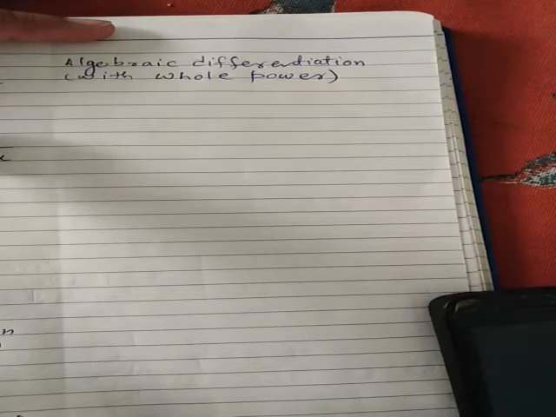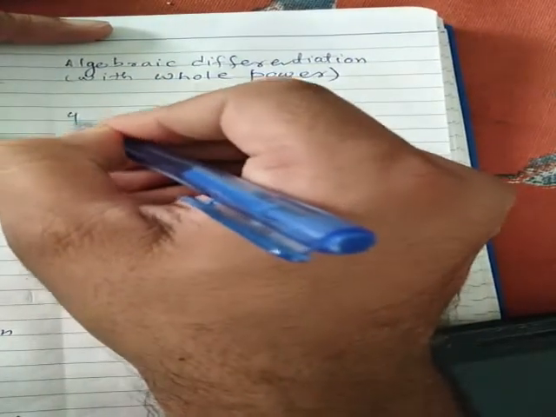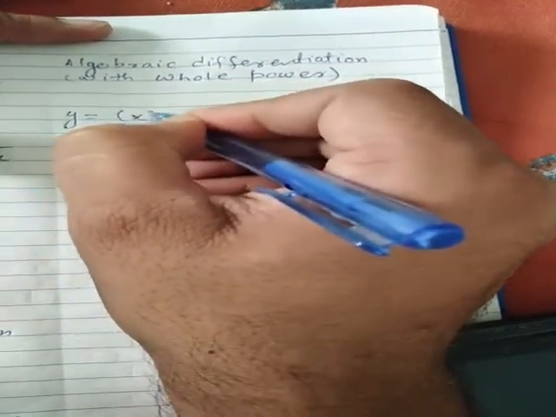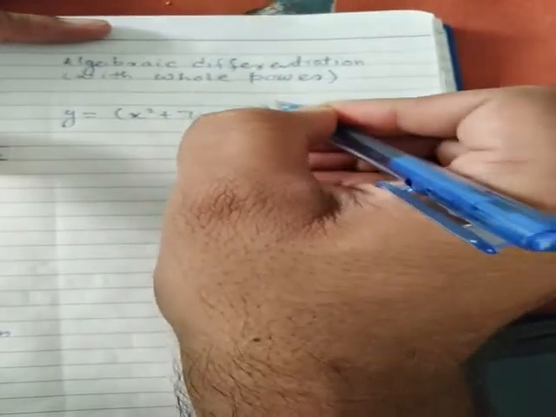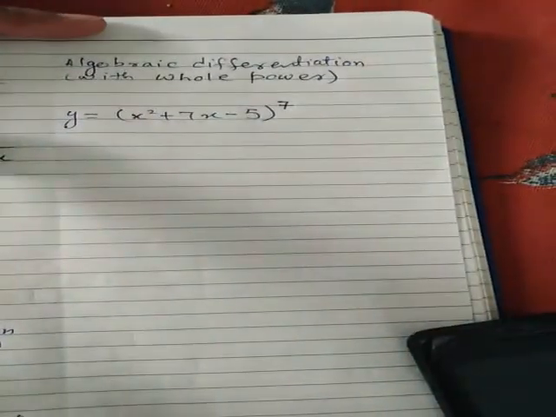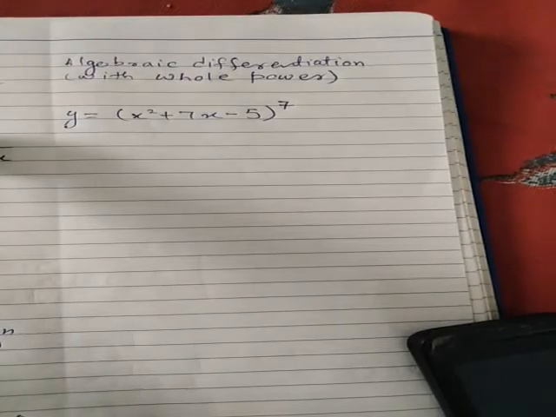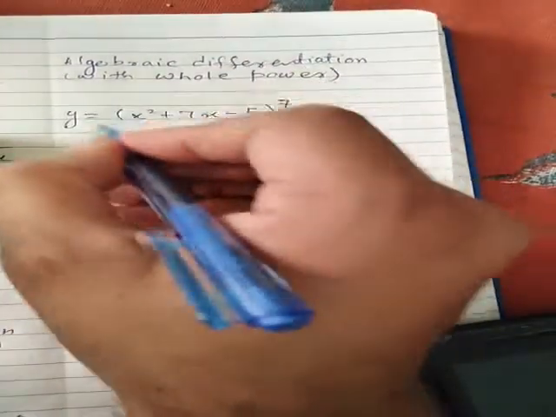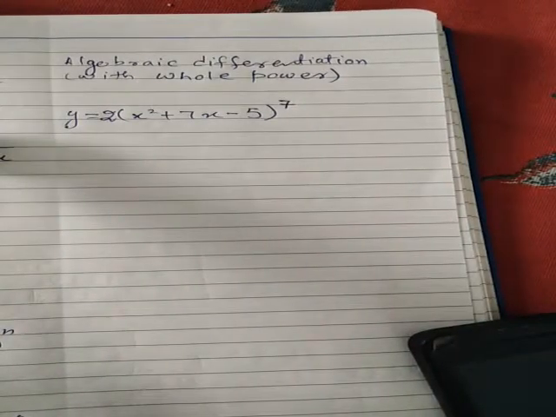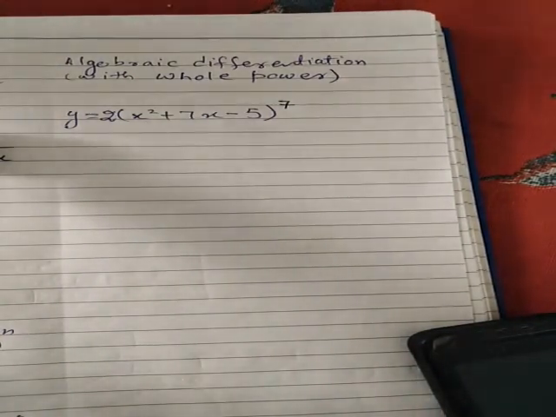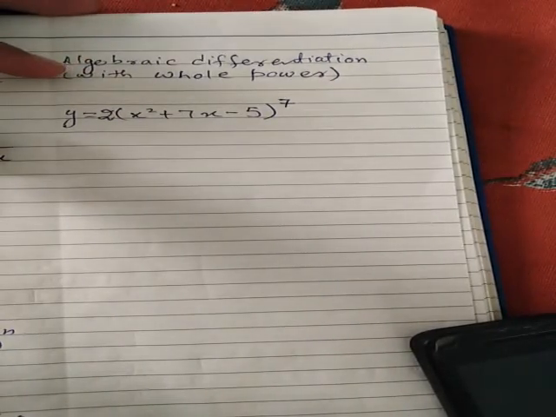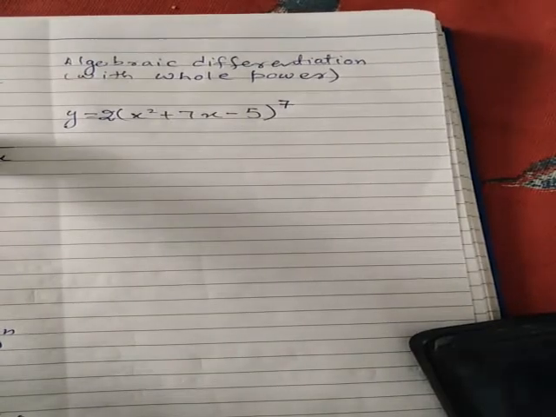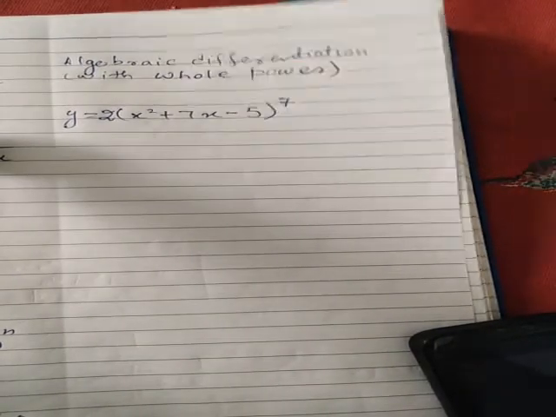For instance, if I am having y equals x squared plus 7x minus 5 whole power 7, and they are telling us to differentiate this one. Let me just put one more number over here. I'm just putting 2 over here also, and they are telling us to differentiate this. So how are we going to do the differentiation in this one? It's quite simple. First, I'm giving you the steps of solution.